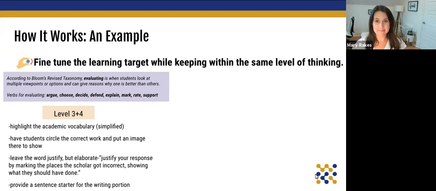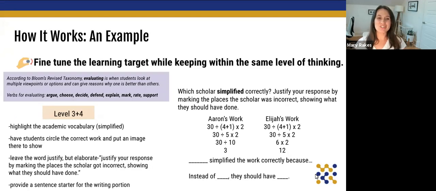It might look like this. Oh, there it is. Which scholar simplified correctly? So you see I've highlighted that. Justify your response by marking the places the scholar was incorrect, showing what they should have done. So they're going to read this question. They're going to know that they need to identify which one was correct, which one was incorrect. And then I have 2 sentence starters for them. Blank simplified the work correctly because, and then my second part is instead of blank, they should have blank.